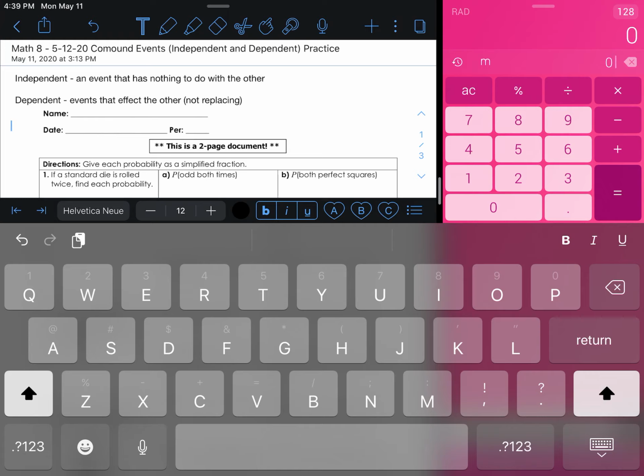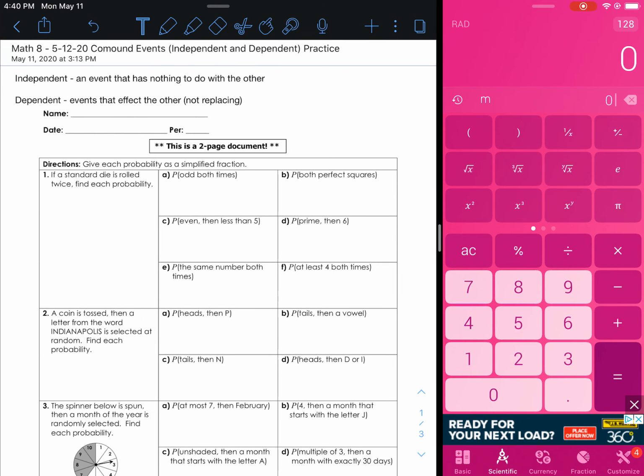An independent event might be flipping a coin and rolling a die. They do not depend on each other. Or spinning a spinner and rolling a die. But the numbers that I pick out of a hat do depend on the first event, because if I pull 3 out the first time, there's 3 less numbers in the hat. And so that would change my denominator in this case. Remember that probability is always set up as a ratio or a fraction.